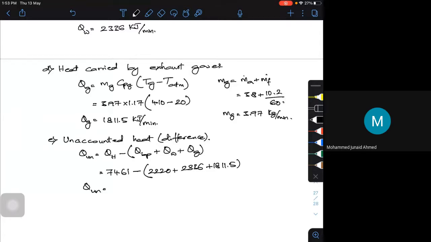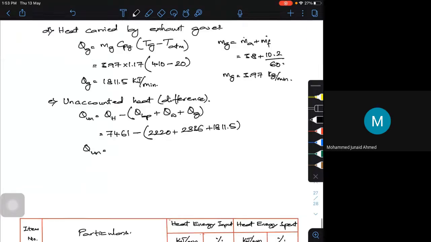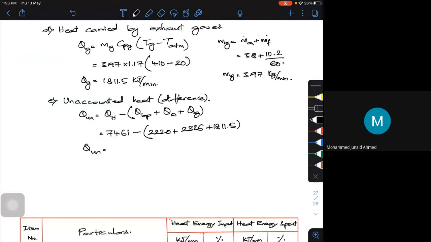Which is 7461 minus 2220 minus 2336 minus 1811.5. So which is 1094, I think 1093.5 kilojoules per minute.